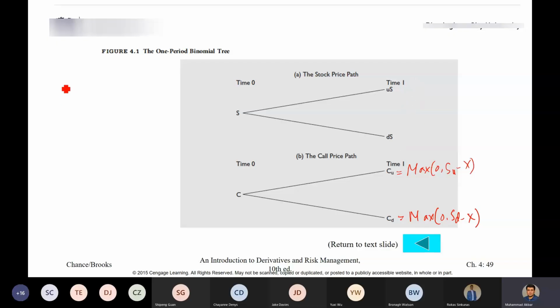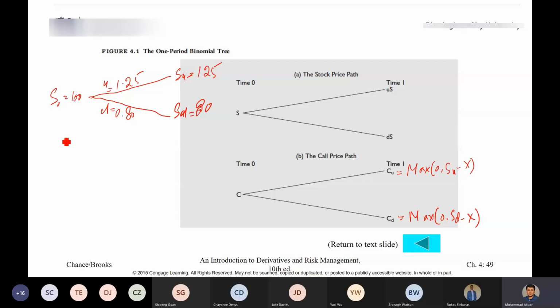Okay, so for example, let's suppose S naught here is 100, and the stock price can go up by 25% or go down by 20%. Let's make the up factor equal to 1.25 and the down factor equal to 0.8. So the stock price can go up, this is U, so SU is equal to 125. And if the stock price goes down, D is equal to 0.8, and SD will be equal to 80.